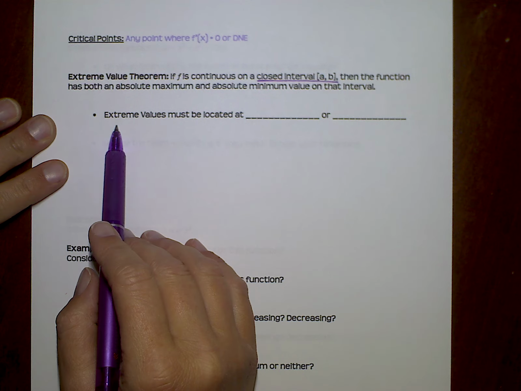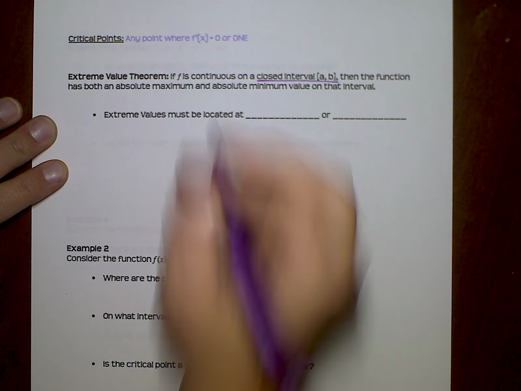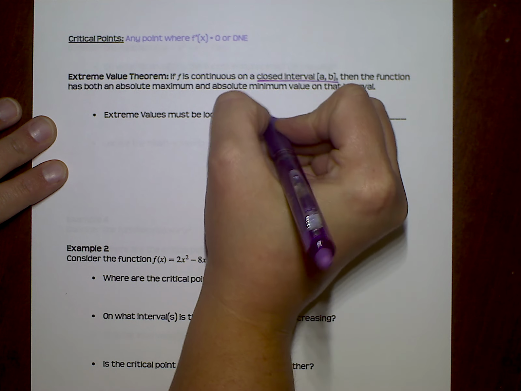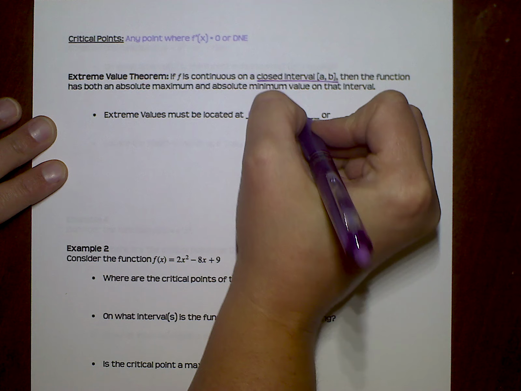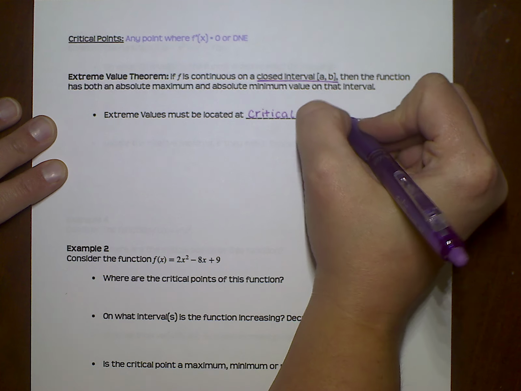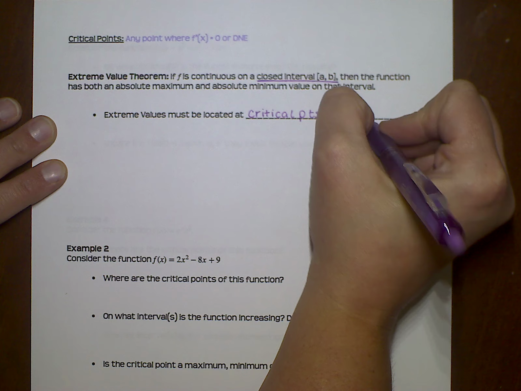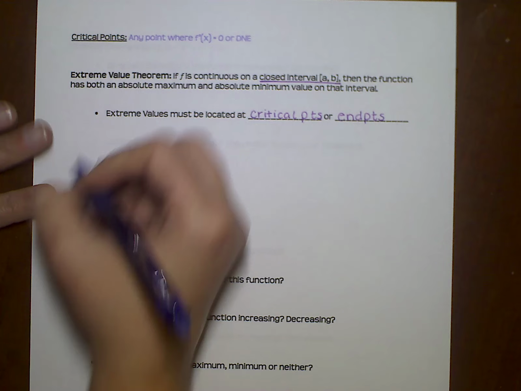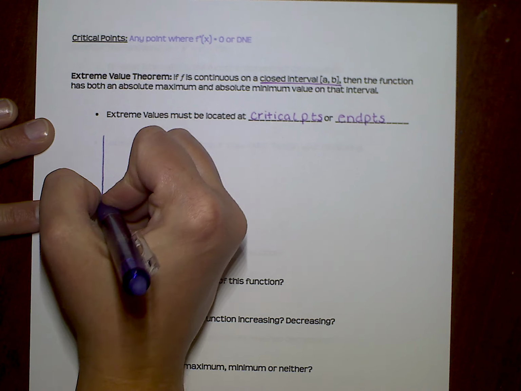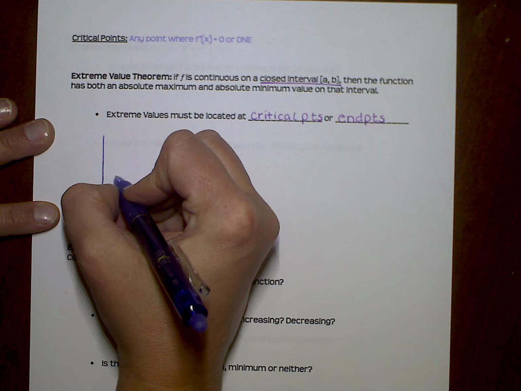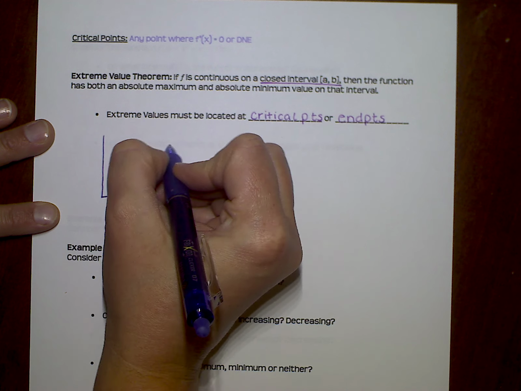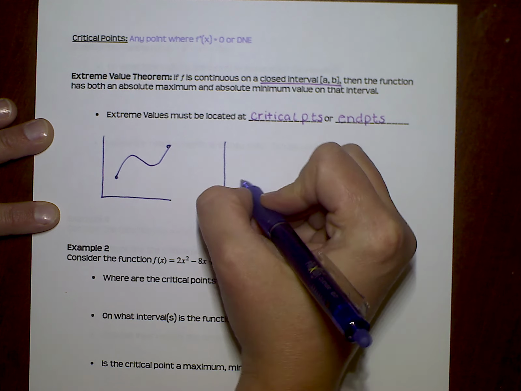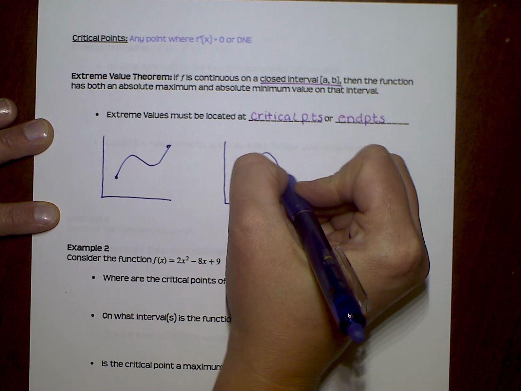And this is probably the more important part. They always are going to exist in one of two places. The only place they could actually happen are at the critical points that we talked about already. Or they could happen at the endpoints of the interval. And I'll show you what both of those things look like here in just a minute. Okay, so I could have a function that looks something like this, or I could have a function that looks something like, I mean, you can have functions that look like all kinds of things, but just showing you some examples here.